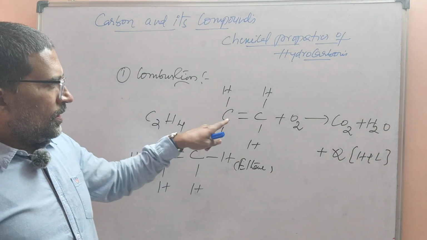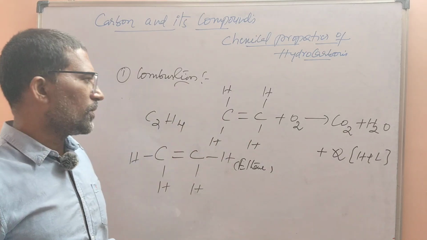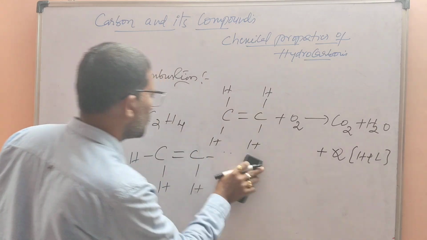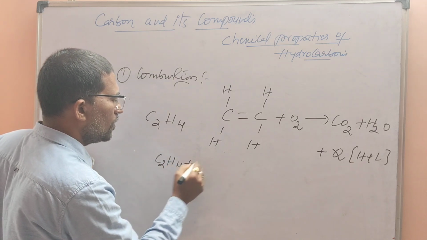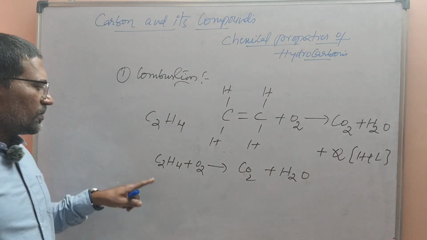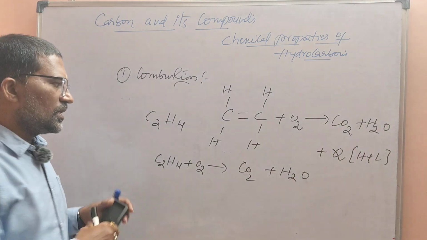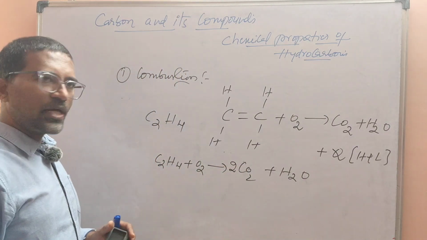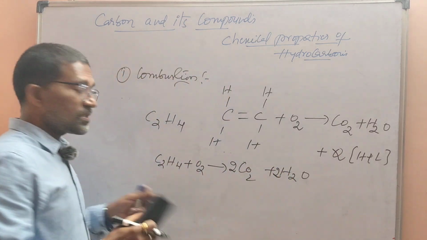This is an unsaturated compound. Now I need to think about balancing. C2H4 plus O2 gives CO2 plus H2O. Now total how many carbons are there? 2 carbons, so I can write 2 in front of CO2. Carbons are balanced. We need to think about hydrogens. How many hydrogens are there? 4 are there. Then I will keep a 2 here, so hydrogens are also balanced.